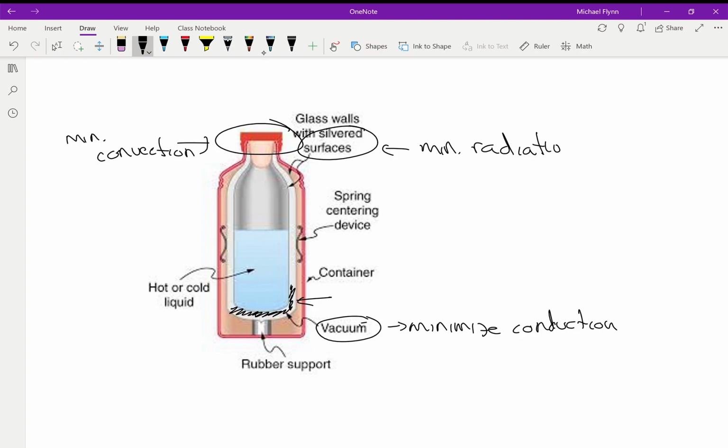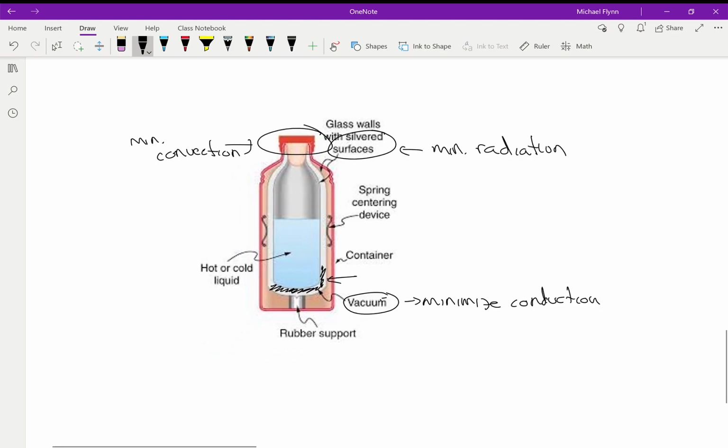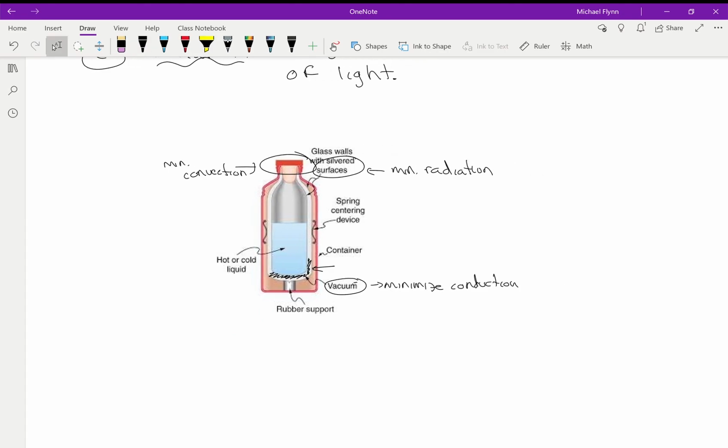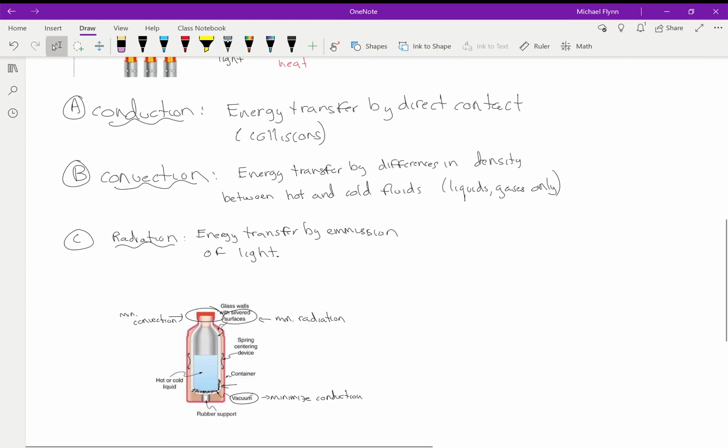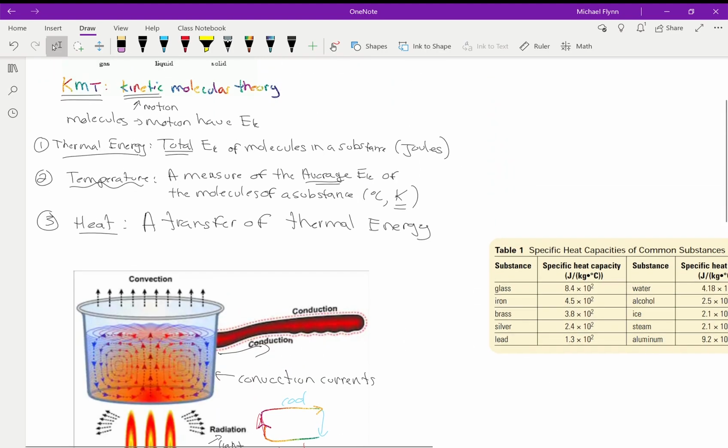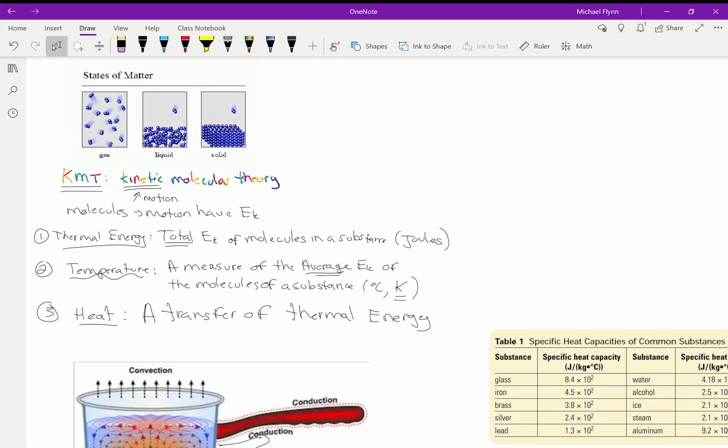So if the substance gives off, let's say, infrared light because it's warm, well, that light gets reflected back inside. Okay, and so here we can see that all three things are taken into account when we build a thermos bottle. You want to prevent conduction, convection, or radiation. Okay, so there you go. Now we've done three basic definitions.